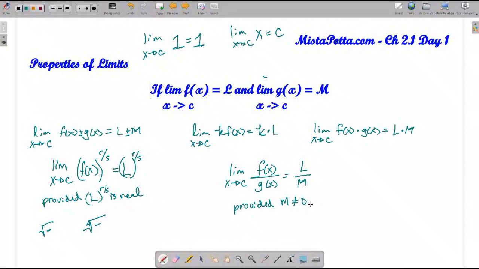So these are some of our basic limit properties, things that we can do. Given a function, we can manipulate the function through addition, subtraction, multiplication by a scalar, multiplication by a function, division, and raising a power.